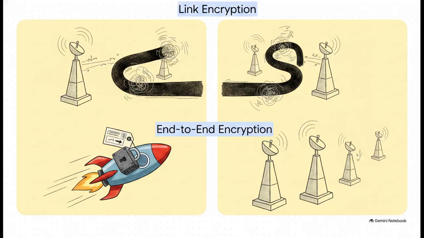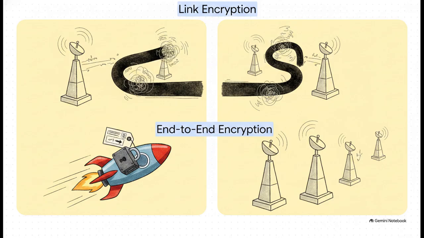When we apply cryptography to actual network traffic, we have to choose between link encryption and end-to-end encryption. Link encryption acts like a secure black box tunnel between two routers. It encrypts everything, including the routing headers. Because of this, the routers have to decrypt and then re-encrypt the data at every single hop just to figure out where to send it next.